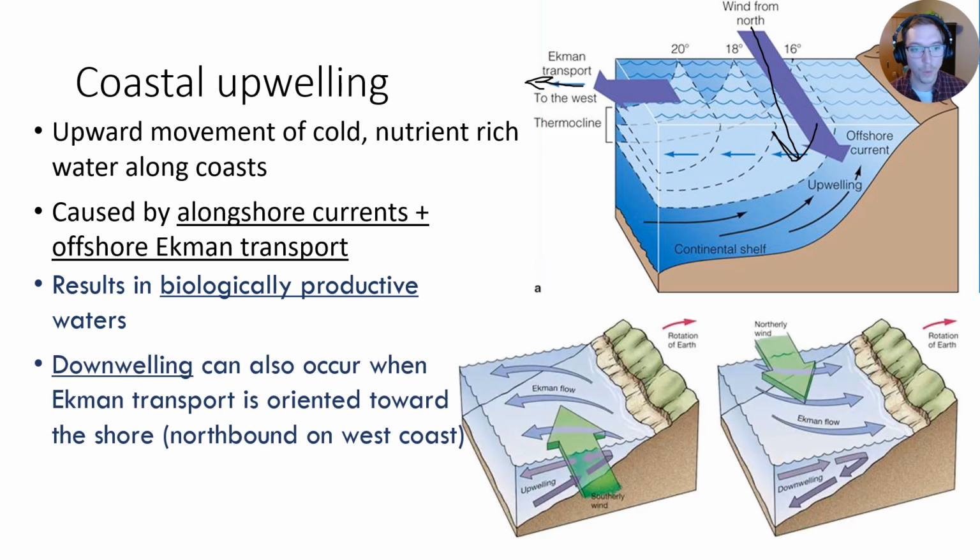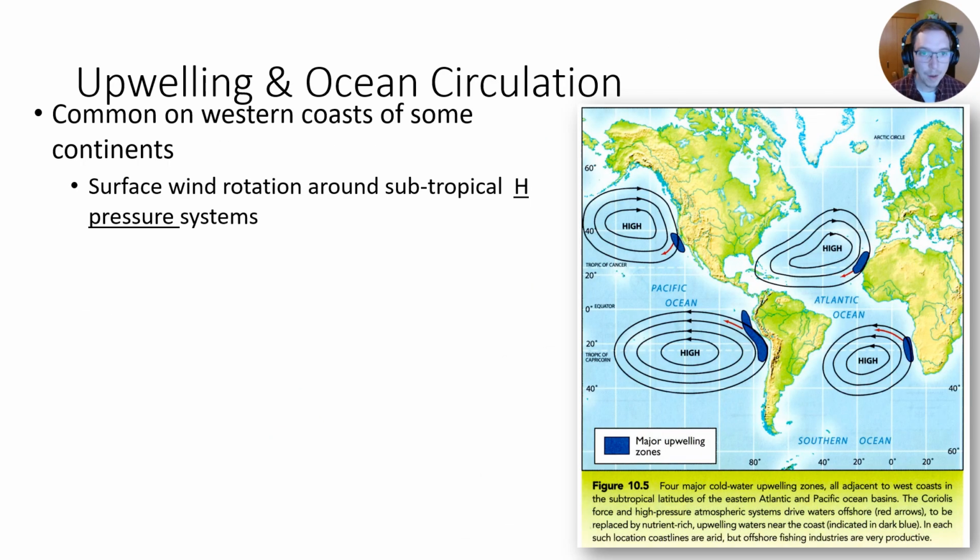Downwelling can also occur where Ekman transport is oriented towards the shore, northbound or on a west coast, for example. So instead of upwelling here, we're downwelling here because that Ekman flow is being deflected this way. We're getting a general movement down. It's common on western coasts of some continents. We see it here in the United States, along the coast of California, along a couple places along the west coast of Africa, and then along the coast of the Peru, Chile area.